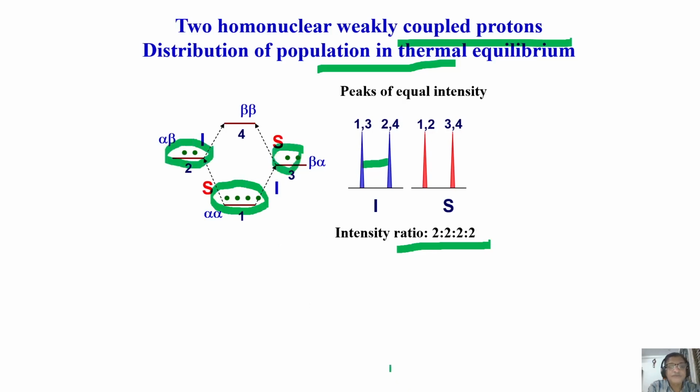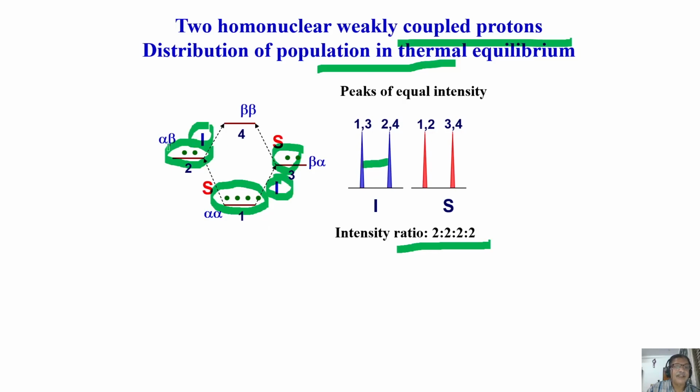Now what is going to happen? Look at the population differences to get the intensity of the signal. What are the allowed transitions? We have already worked them out for the AX spin system. Beta beta to alpha beta, a change in the magnetic quantum number of +1 or -1, is allowed. This is allowed, this is allowed, and this is allowed. There are 4 transitions allowed. This corresponds to the peak of the I spin, and this corresponds to the peak of the I spin.